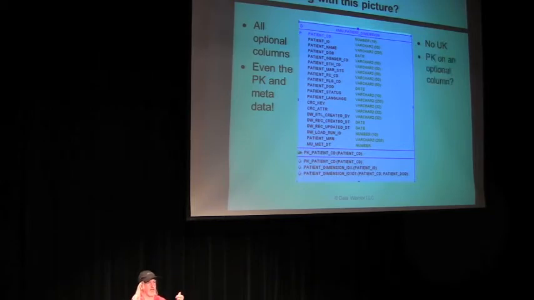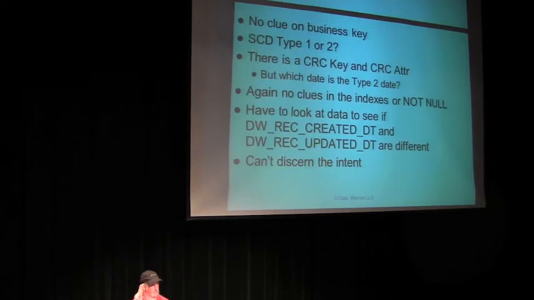I'm not even sure how this happens. I didn't think Oracle would let you do this. You can't declare a primary key constraint on an optional field. So some weird artifact happened here. I realized that when I was writing this up. It's like, how the heck did that happen? How do you declare a primary key constraint on an optional field? That's not actually possible in Oracle. All right, so no clue on the business key.